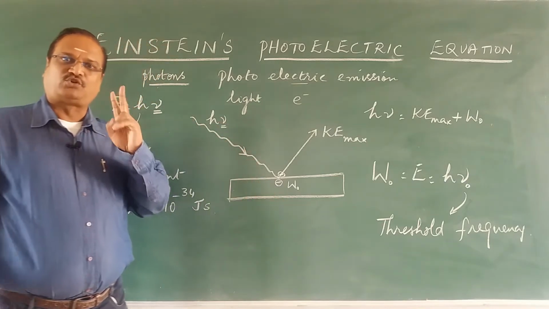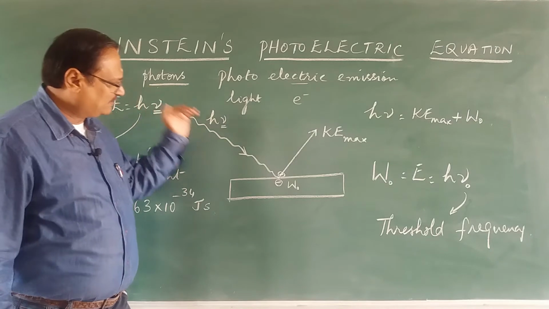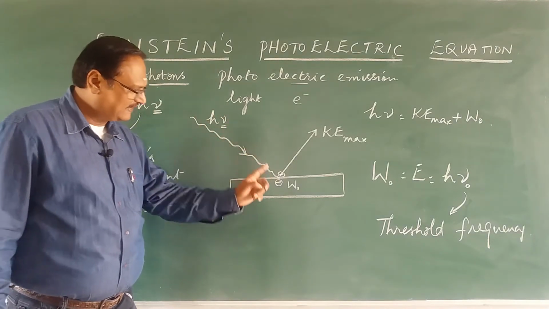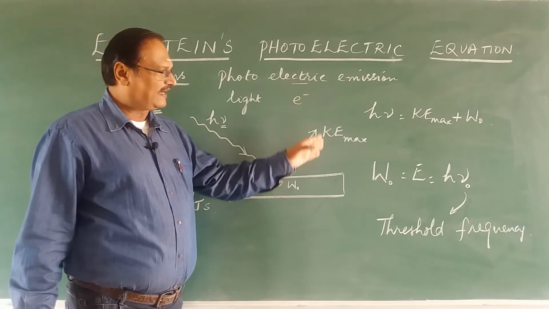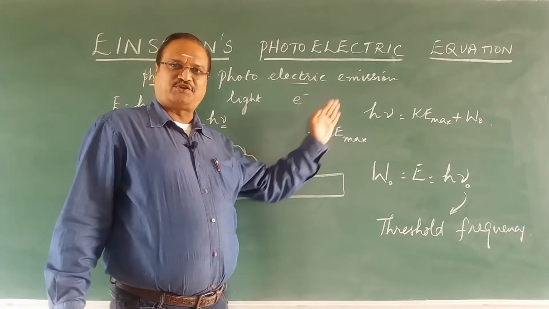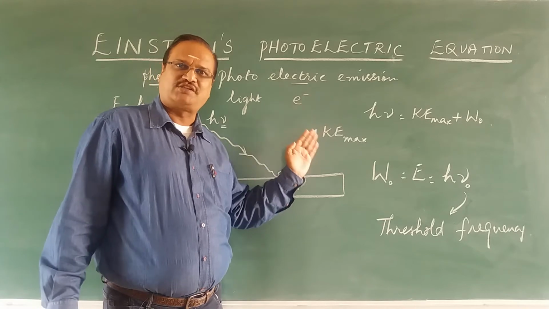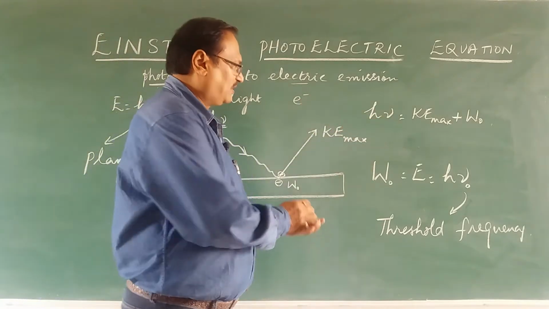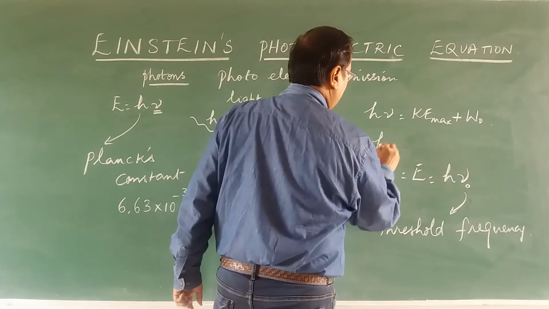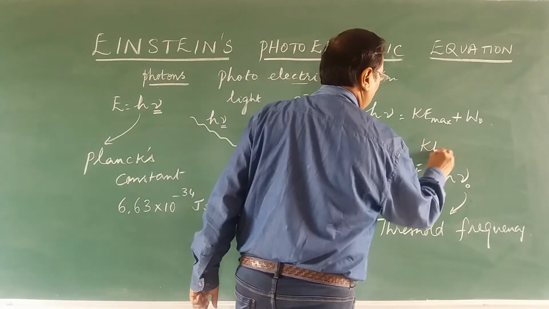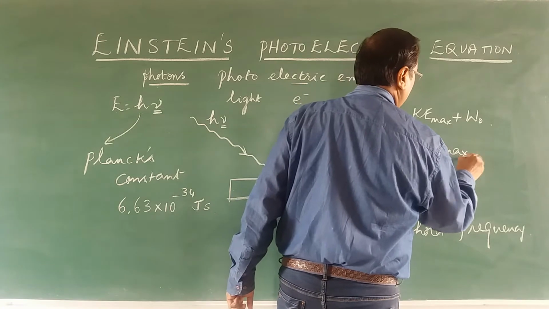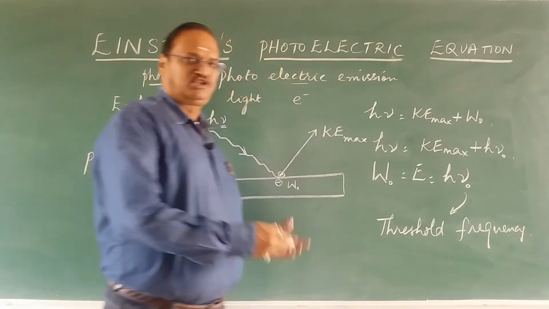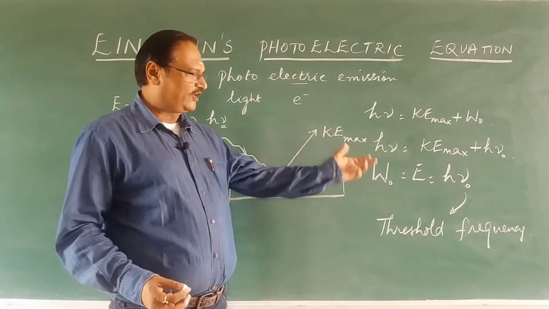So let us be clear about two things here. The incident photon has an energy and it is used for two purposes. One is to remove the electron and another is to provide sufficient velocity and hence the kinetic energy. So this is the formula. If I want to modify it a little, I can say h nu is equal to kinetic energy maximum plus h nu naught. That's also one way of expressing it.